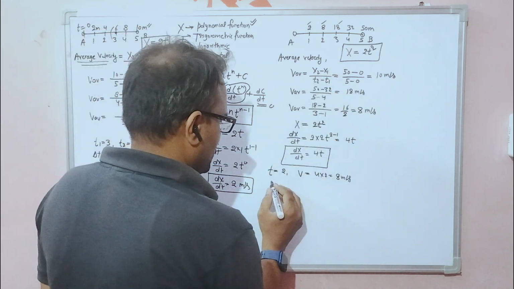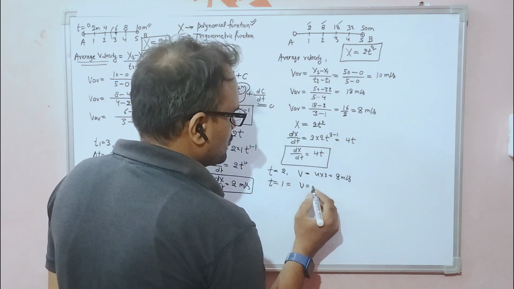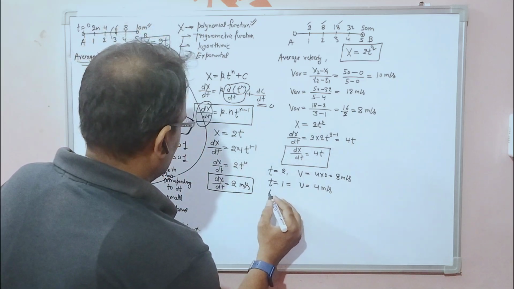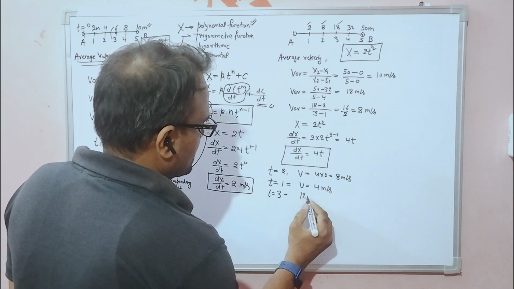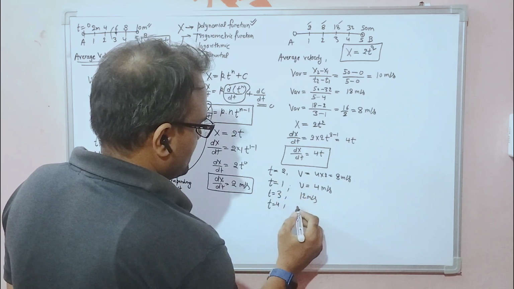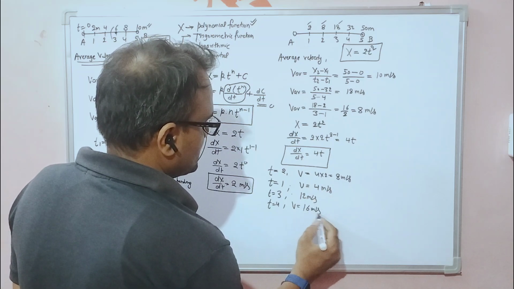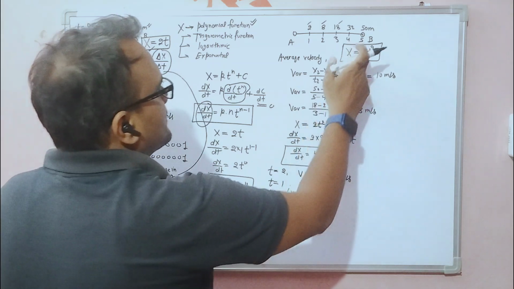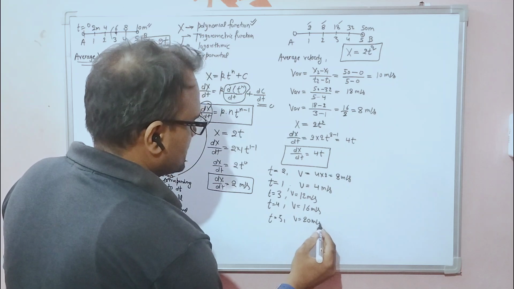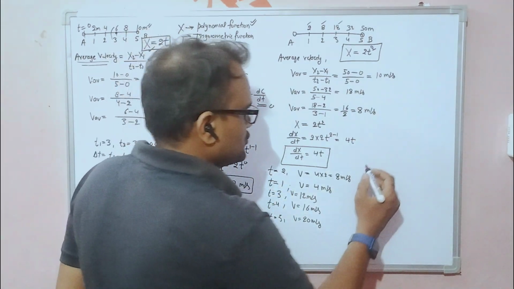Similarly, if I take another instant of time, let's say time t equal to 1, it comes out to be 4 meter per second, and here let's take time t equal to 3, so it will give me 12 meter per second. Similarly, time t equal to 4, it will give me v equal to 4 into 4, that is 16 meter per second, right? And at time t equal to 5 seconds, it will give me 20 meter per second, right? So let's figure out all these values over here.